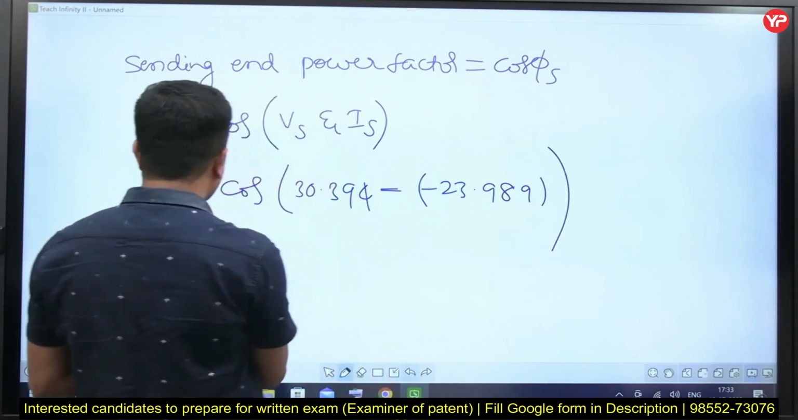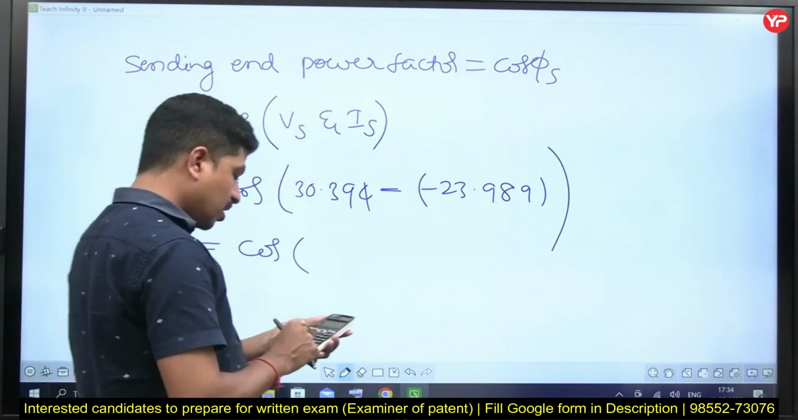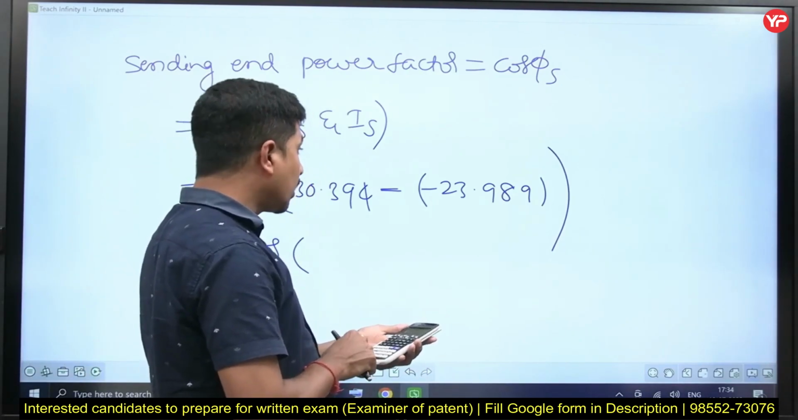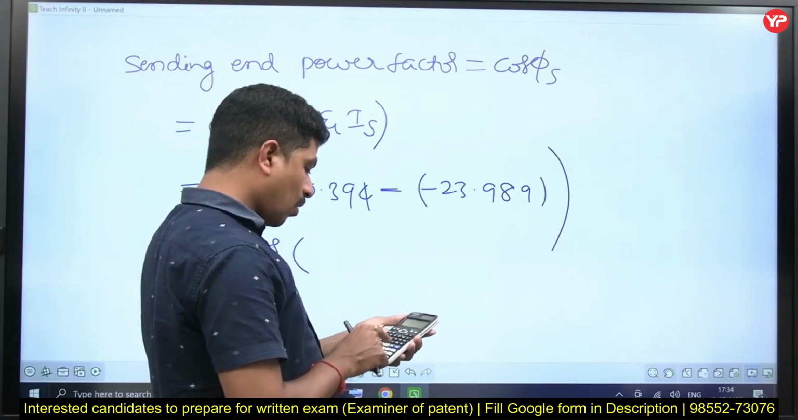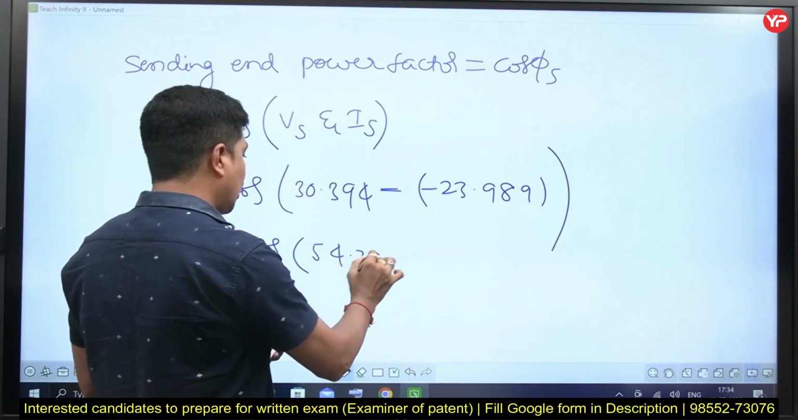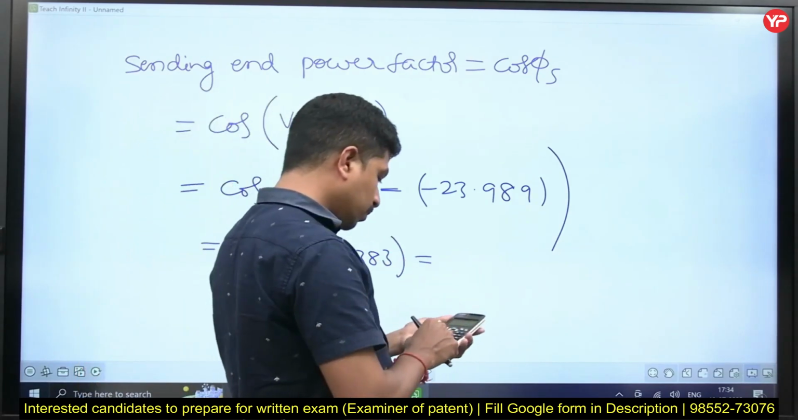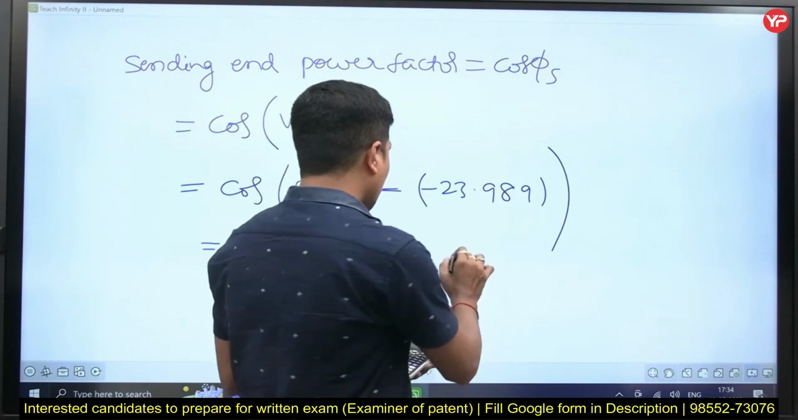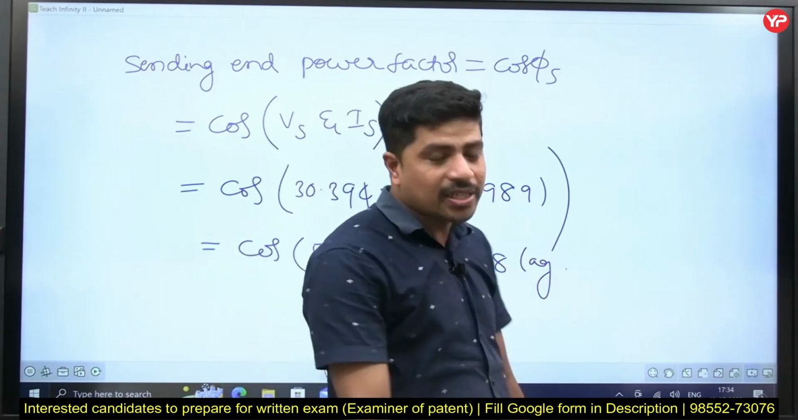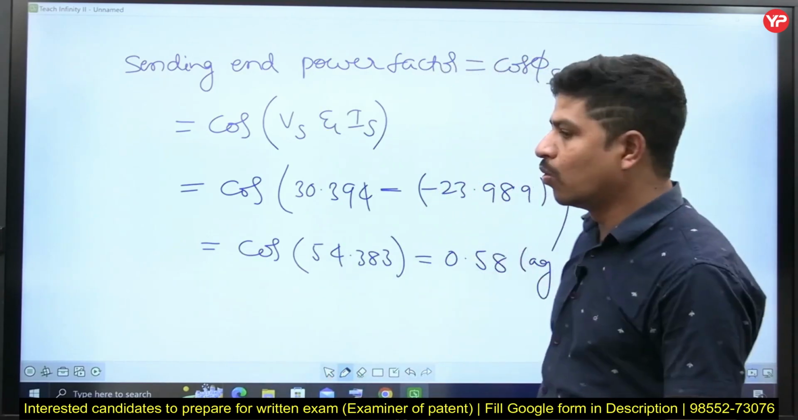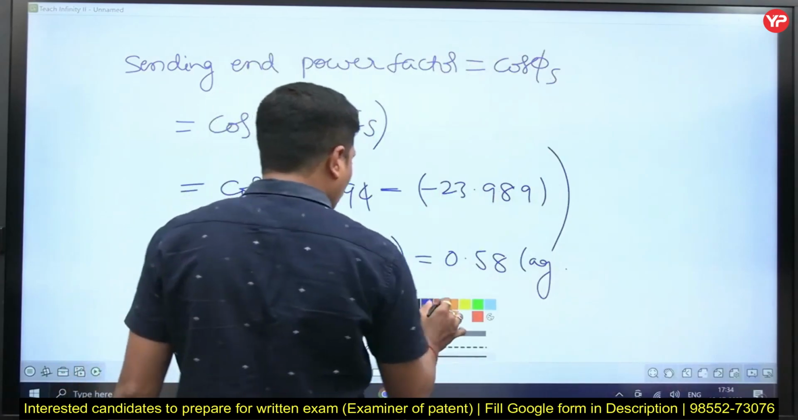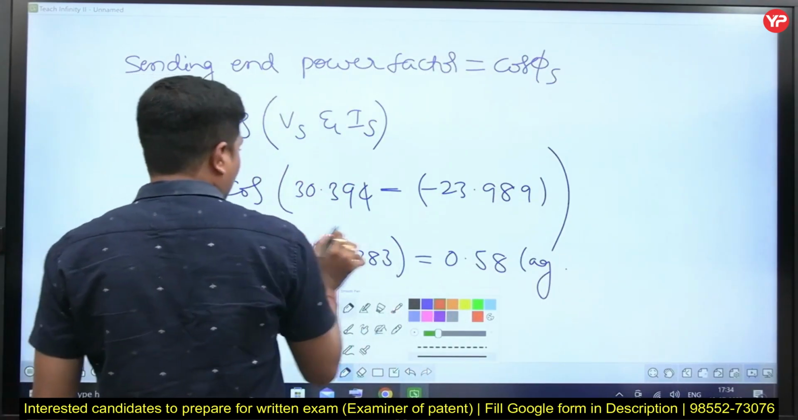Here, now cos of how much is this? 30.394 plus 23.989, cos of this, which is 54.383, that is equal to 0.58 lag. Sir, how do you know that it is lag? The current is lagging, the current angle is negative, the voltage angle is positive, right? We did three things. See, this is the answer.